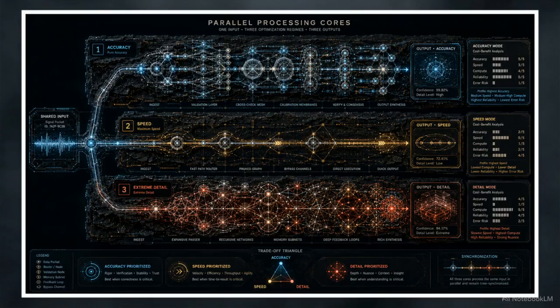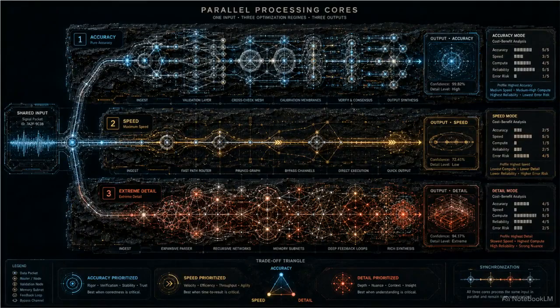The system begins forming candidate generators by splitting parsed data into 3 simultaneous optimization regimes. The single shared input branches into distinct blue, yellow, and red tracks. Track 1, the accuracy regime, has a high computational cost and lower speed, but provides rigorous verification.